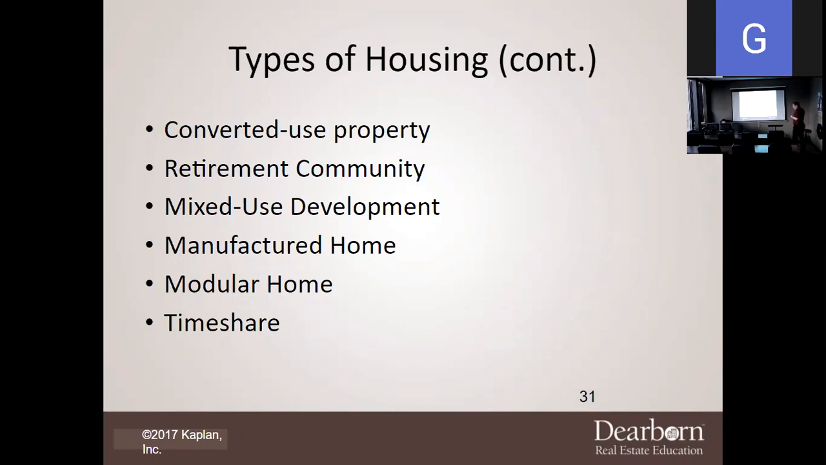But a retirement community in that situation is an area that can be a townhouse. It can be a bunch of townhouses, but that entire area is going to be a retirement unit, if you see what I'm saying, okay? They can also have mixed-use development, meaning that it can have multiple purposes or multiple usage, if that makes sense, okay? Of course, we know what a manufactured home is. Everybody's aware of that. There's also a modular home, and of course, the favorite, timeshares.